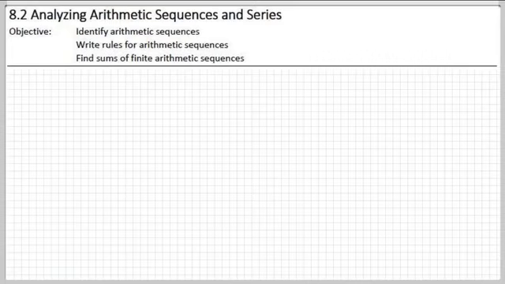Okay, class. What we're going to be looking at today is arithmetic sequences and series. Previously, we talked about just any sort of sequence. Today, we're really going to be focusing on an arithmetic sequence. What is an arithmetic sequence? How do we write rules for an arithmetic sequence? How do we find the sum of a bunch of numbers in an arithmetic sequence?